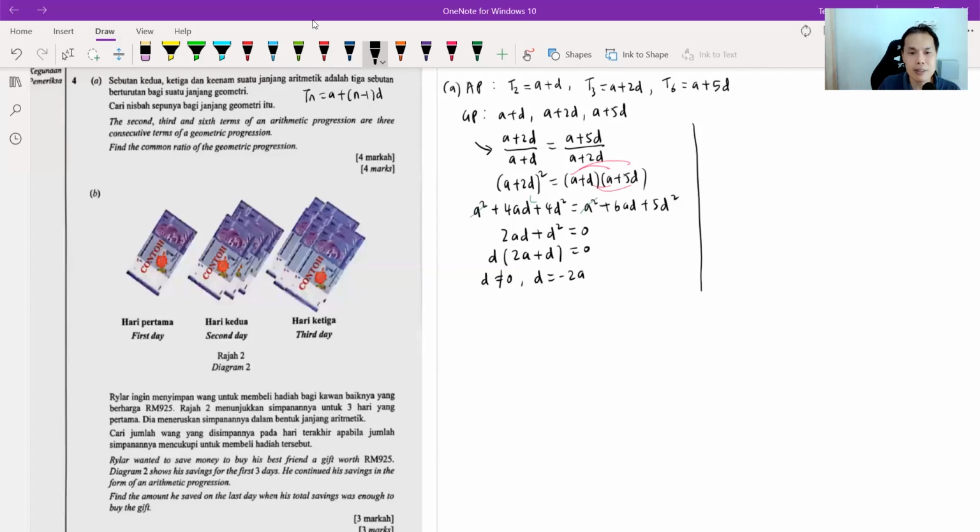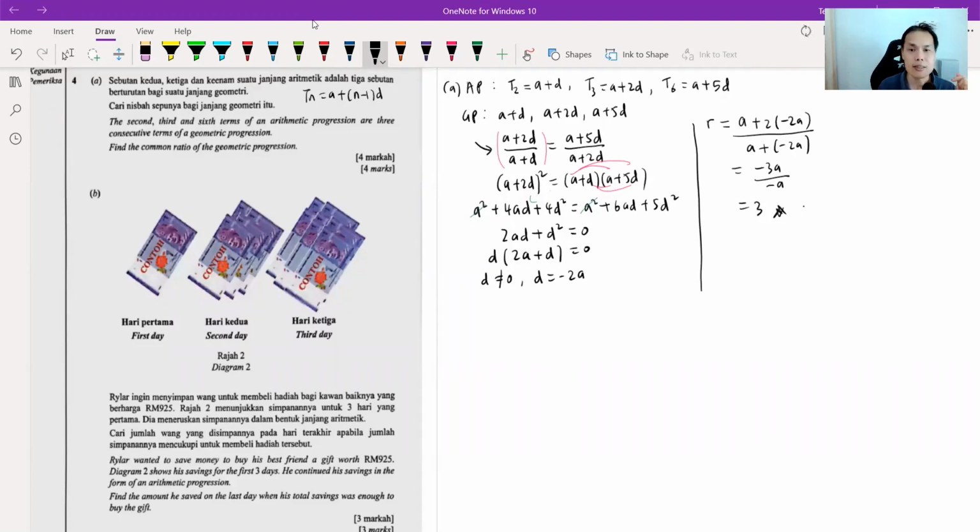Well, we have to take this and substitute it in. My common ratio is the second term divided by the first term. Now that I know d is minus 2a, I substitute: a plus 2 times minus 2a over a plus minus 2a. The numerator is 1a minus 4a, negative 3a, and the denominator is 1a minus 2a, negative a. When you divide, your common ratio is 3. Notice we don't have to find the exact value of a or d, but we can find the common ratio by simplifying it this way.